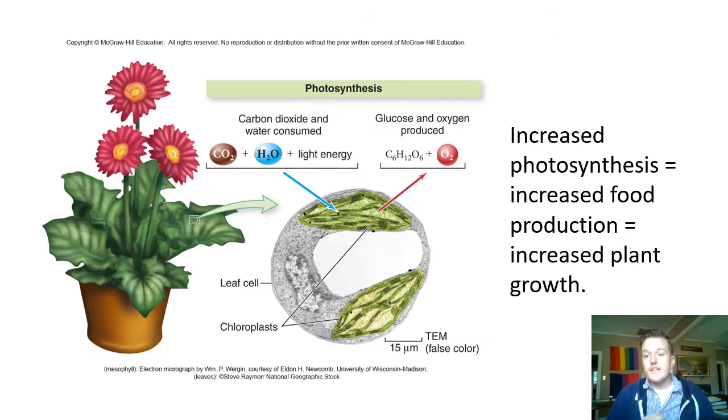So let's think a little bit more about the photosynthesis part of this. We care about this because if plants are photosynthesizing more, that means they're making more food for themselves, which means they can grow more. So they're going to take in the light energy and they're going to store that energy as food, glucose, and then it also will produce oxygen, which is great for us.